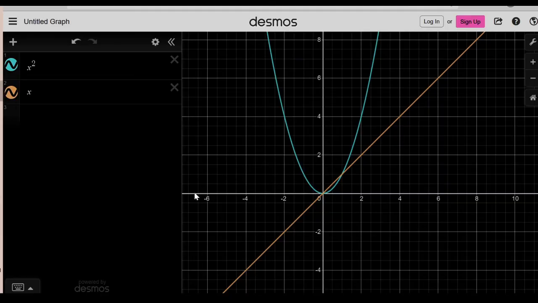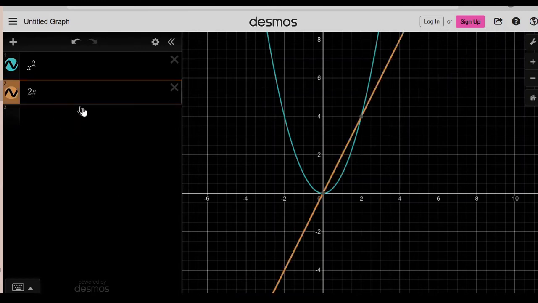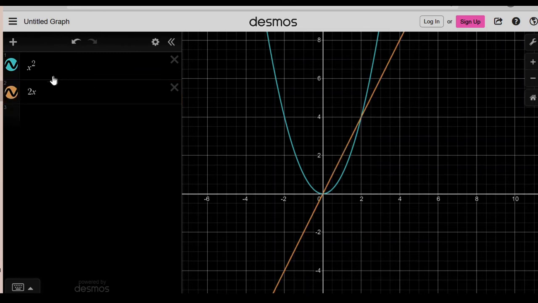Here I am on Desmos. I've graphed the original function f, that's x squared here in blue, and then I've graphed the derivative function, which we found was equal to 2x. So let's see if we notice any relationship between the graph of x squared and the graph of the derivative 2x.